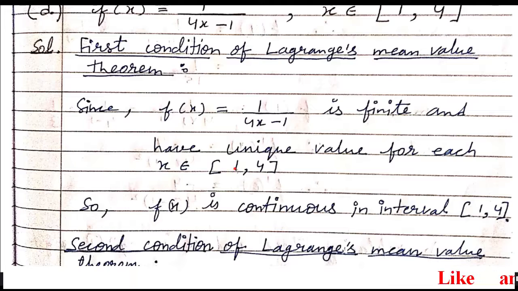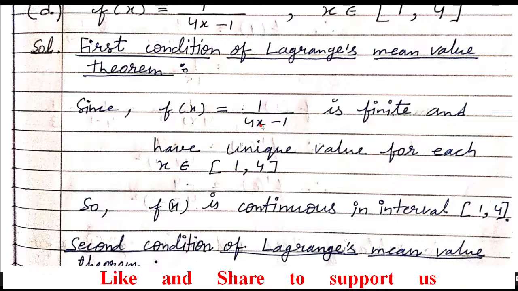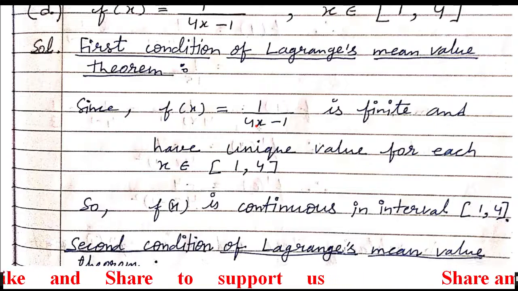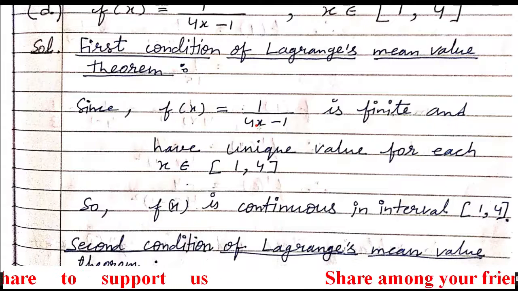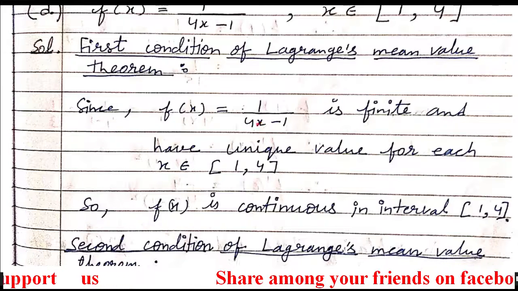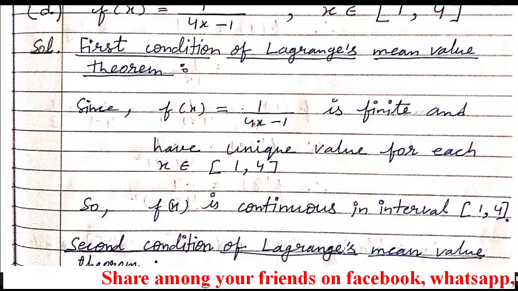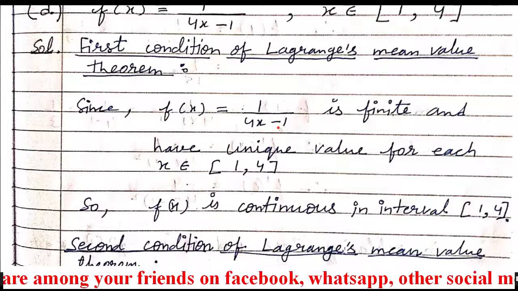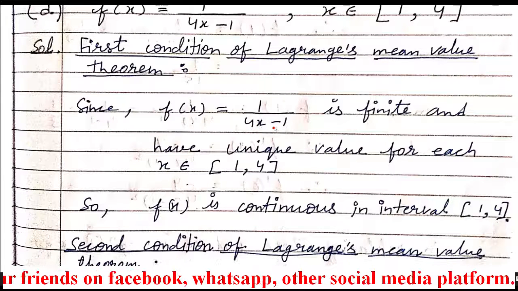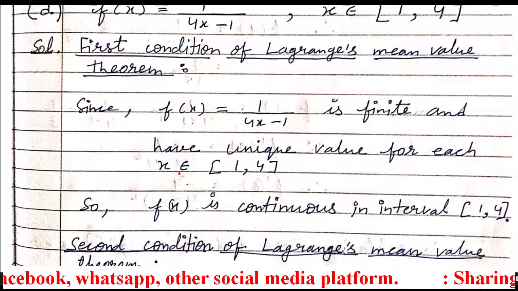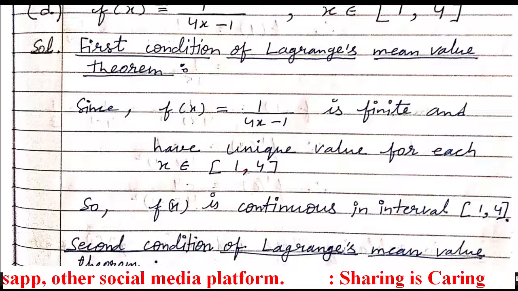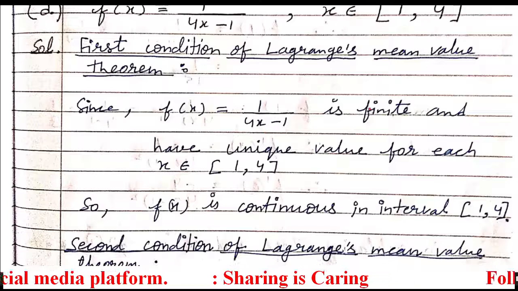Because it's a closed interval, we start by substituting 1, then 2, 3, 1.2, 1.3 like this. So I think that for any value of x, it's not going to be infinity. And since it's not going to be infinity, it means it is defined for each x from 1 to 4. So the first thing is clear.